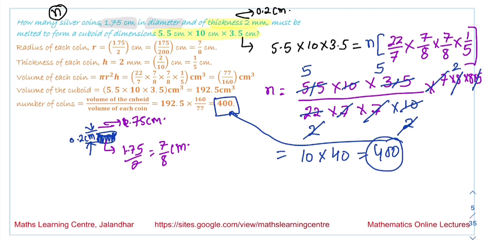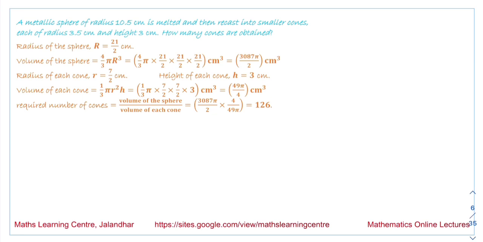Next is a metallic sphere of radius 10 centimeter is melted. It is a sphere of radius 10 centimeter that is melted and then recasted into smaller cones, each of radius 3.5 centimeter and height 3 centimeter. How many such cones can be formed? So suppose we are saying there are n cones.